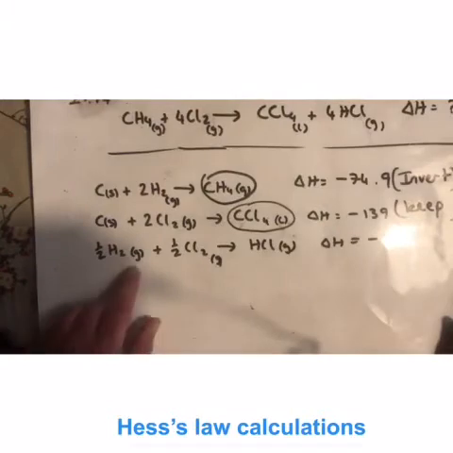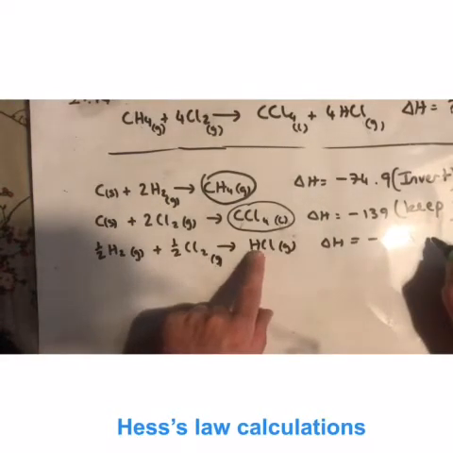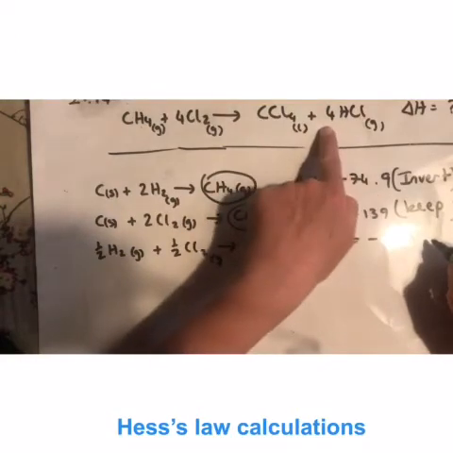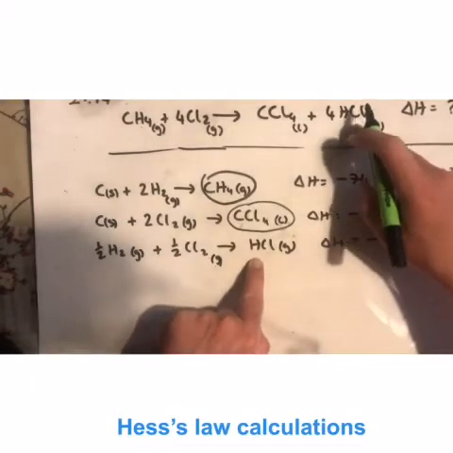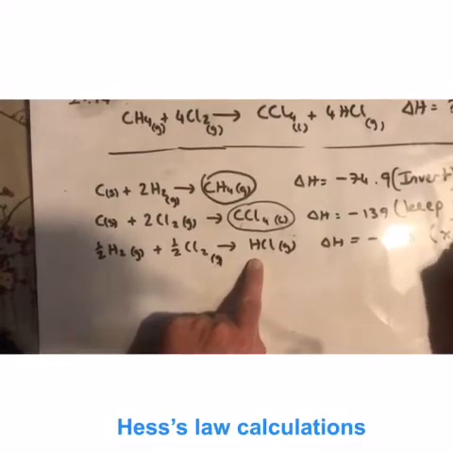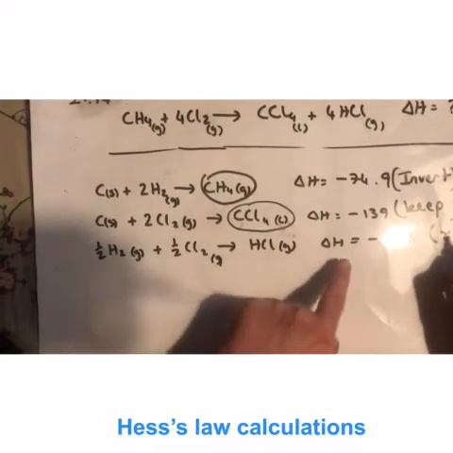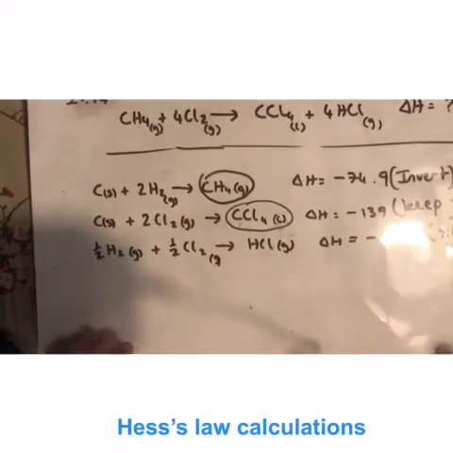Okay, and finally, what's the HCl? That's going to keep the same as well. But look at this, there's four of these guys here, but there's only one of these guys here, and HCl doesn't appear anywhere else. So we're going to have to multiply that last one by 4. Okay, so multiply by 4, and if we multiply that equation by 4, it means we're going to have to multiply that delta H by 4 as well. Okay, so let's have a little look at this.